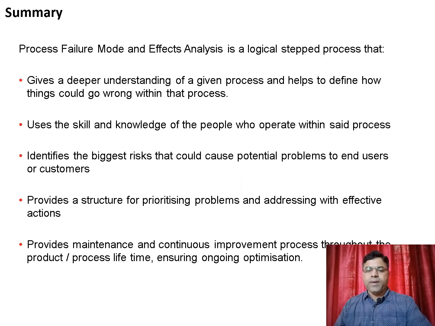So friends, till now we have a detailed understanding of FMEA, and the step by step process also we have discussed. Now we will take a summary of all this training. It gives a deeper understanding of a given process and helps to define how things could go wrong. It identifies the biggest risk within the process, provides structure for prioritizing problems and addressing them with effective action. It provides continuous improvement throughout the process and product lifetime. So this is the summary of FMEA, process failure mode effect analysis.